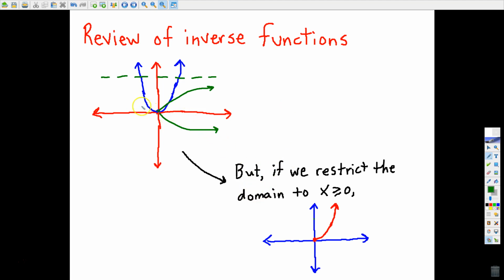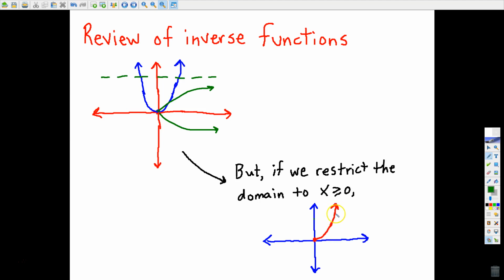But what if we say that we're only going to allow certain inputs? In other words, the blue parabola has all real numbers as its domain. Any real number can be used. But what if we restrict that and say that only the numbers 0 and above can be used? Well, now we're only going to look at half of the parabola, and in particular the right side, if we restrict the domain in this way.